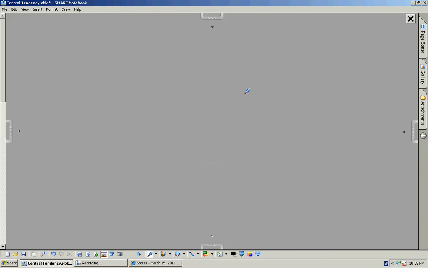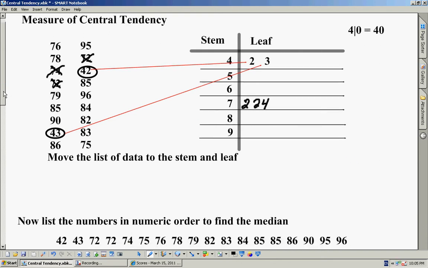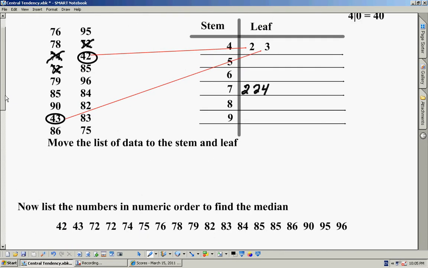Let's back up and let's place it in numeric order. Now list the numbers in numeric order to find the median. Now the median is what we call, what is known as the middle number.